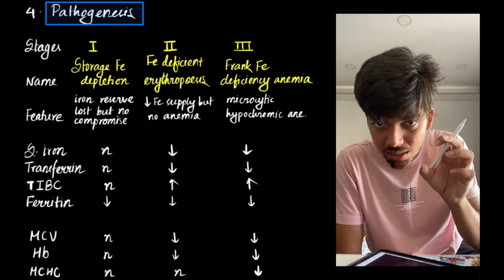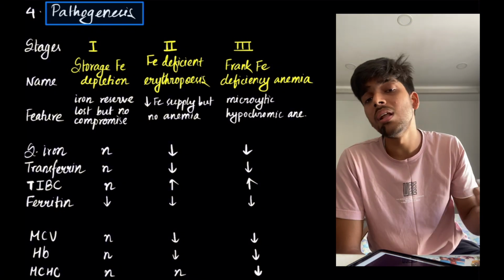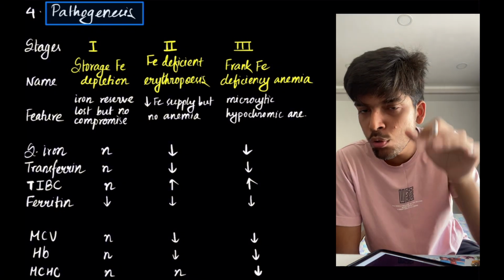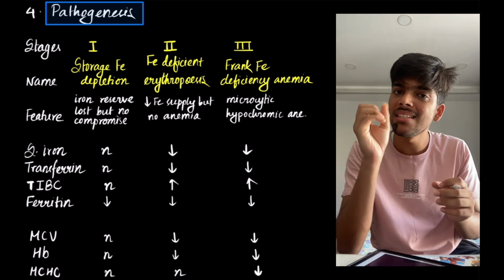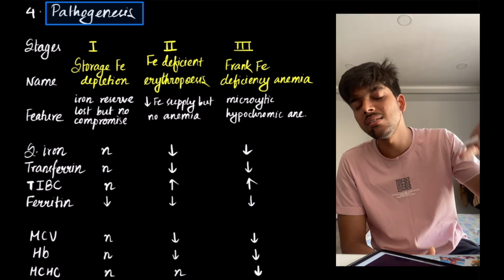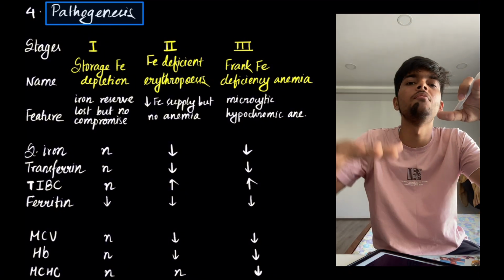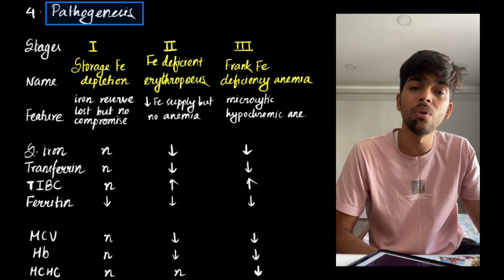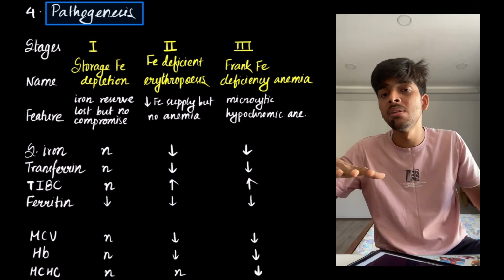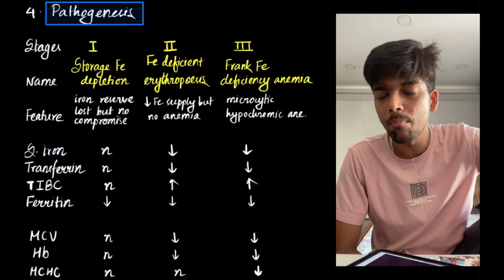What's the series? First, the iron absorption is less, so the level of iron in blood is supposed to be less, but then the liver has stored iron. This stored iron is given to blood. As a result, the blood iron level remains the same, but the stored iron level goes down. This is stage 1 or storage iron depletion, where there is depletion in storage iron, but the serum iron level is maintained.